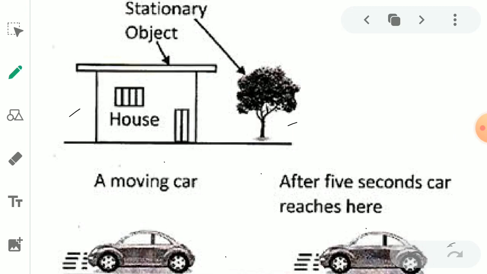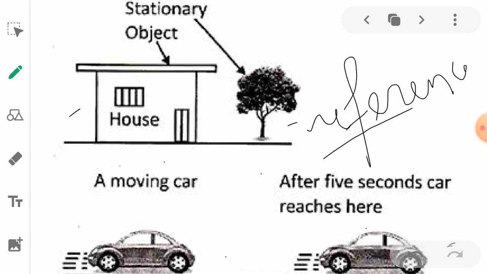So suppose we take either of these two as a reference point to see whether this car is moving or not. Now suppose when the car is at position A, at that time, if you see the reference point, the distance between the stationary object and the car was less.